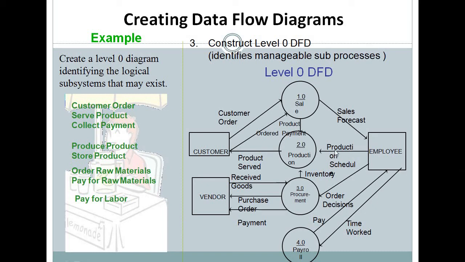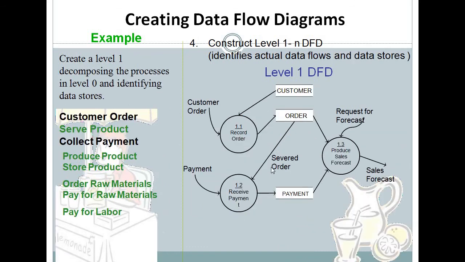I have drawn it in this slide. Now move to the next. It is creating a level 1 decomposition of the processes in level 0 and identifying the database. The level 0 which I have mentioned before. So how will we decompose and add on, that is the level 1, 2 DFD, which identifies actual data flow and data stores.